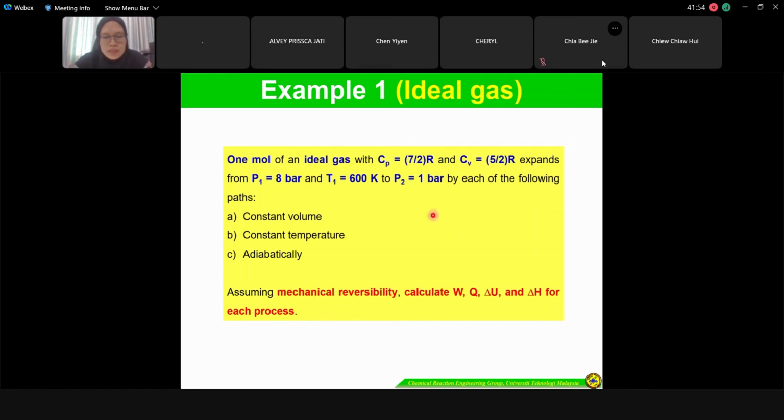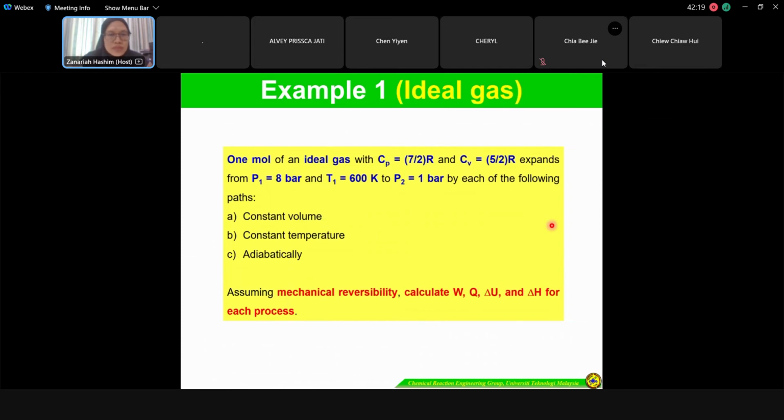So just now, all the equations that I have shown you for the different processes are applicable for a mechanically reversible process. I think you have learned about reversible and irreversible processes in thermodynamics, right? This basically means that if you reverse the process, then you will get 100% the same value.